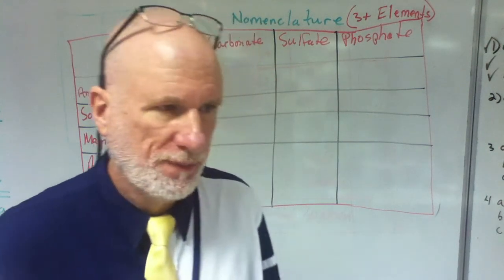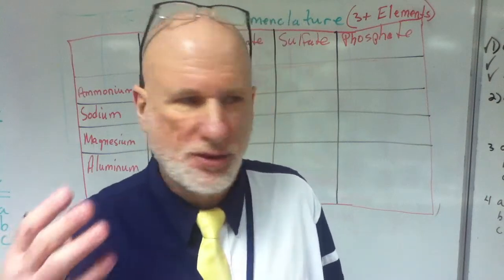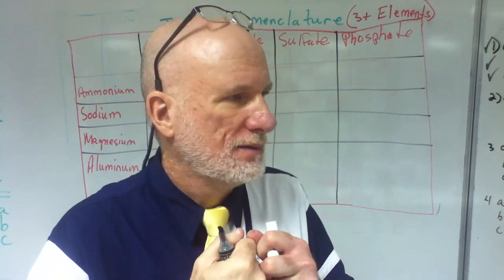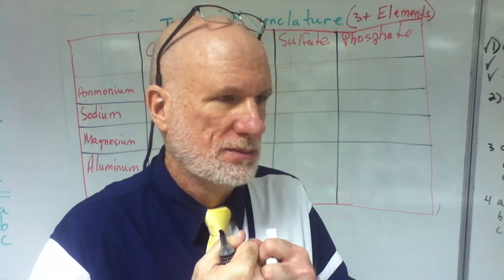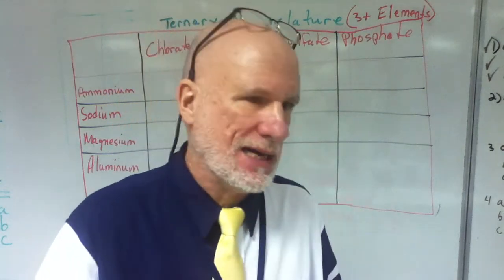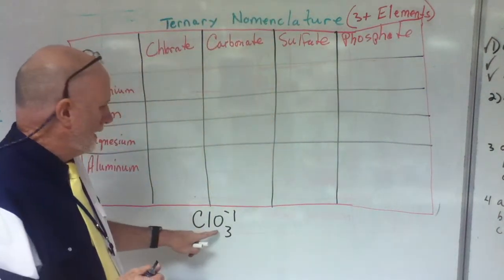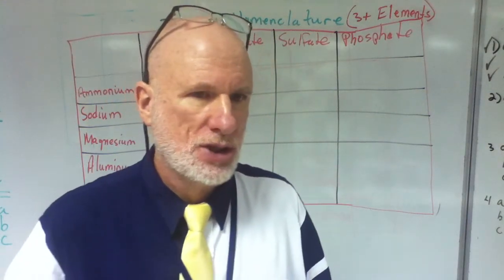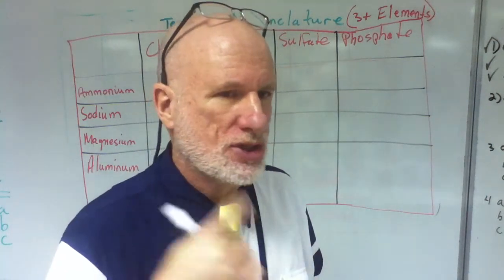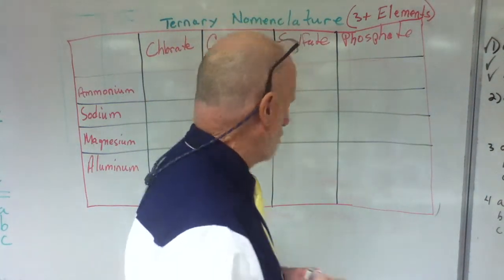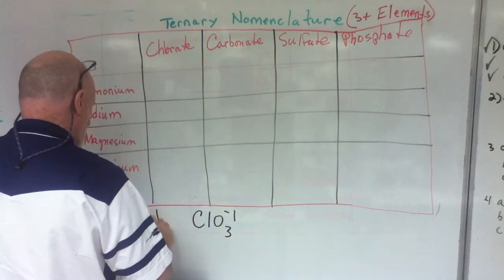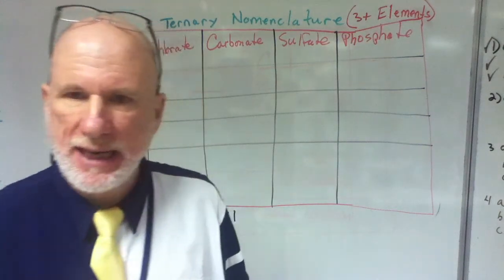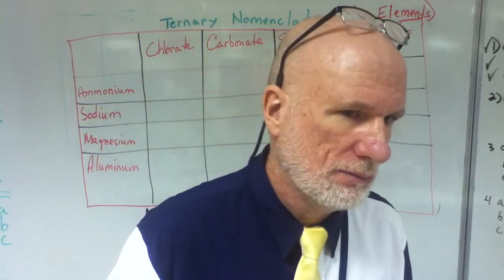So chlorine, and then there are 3 oxygens, 4 atoms. And they're like a rock. It's one particle. It's not separate particles. They're not separate ions. The chlorine and the 3 oxygen together is a -1 charge. So if I have sodium, what's sodium? Na+1, right? And chlorate is ClO3 -1.